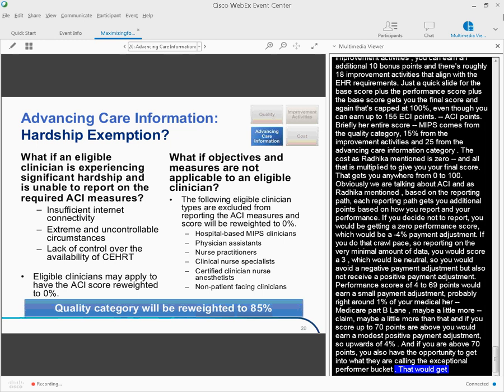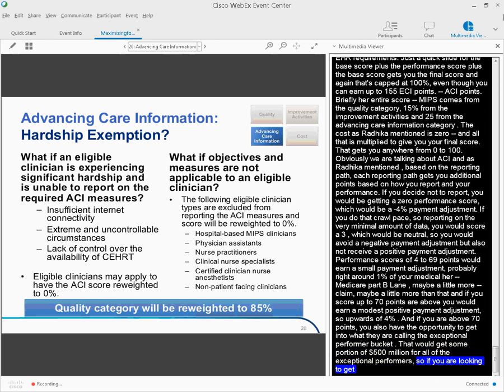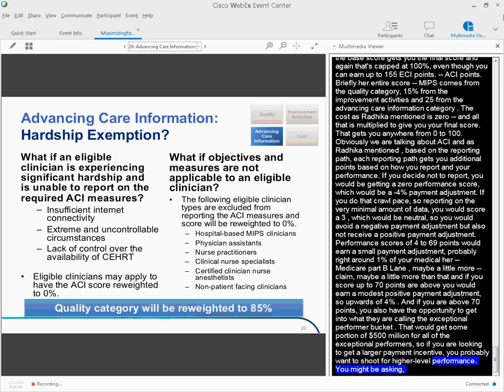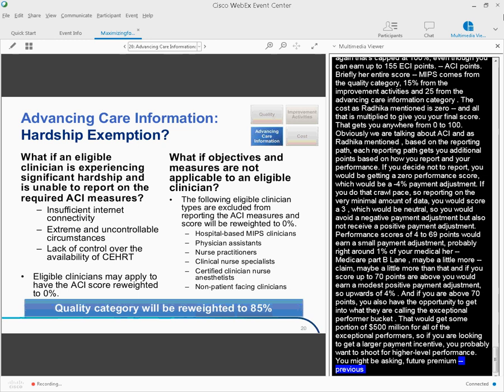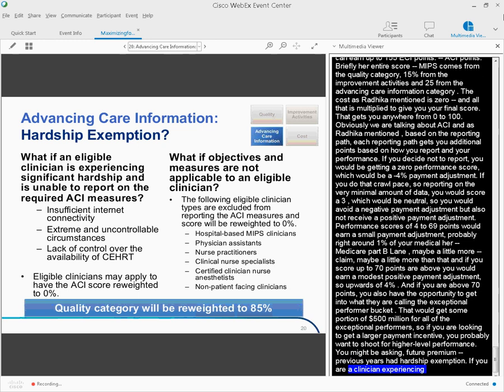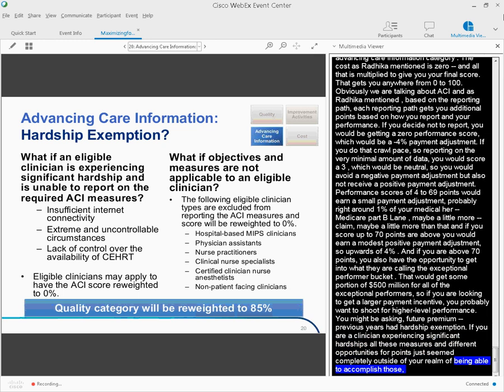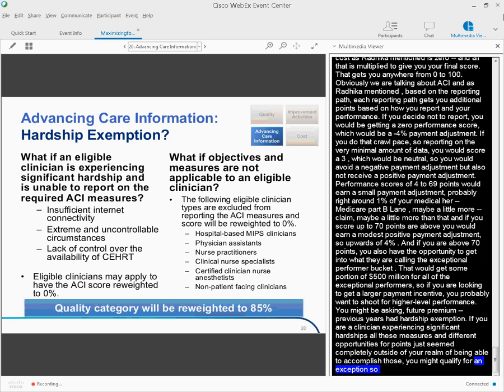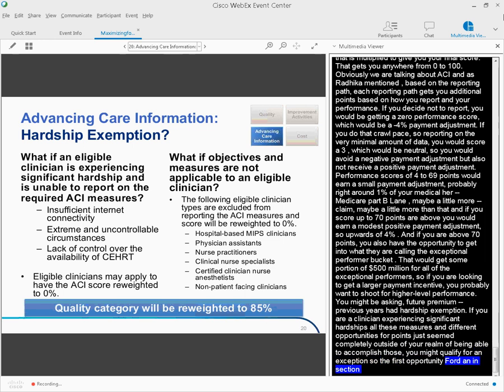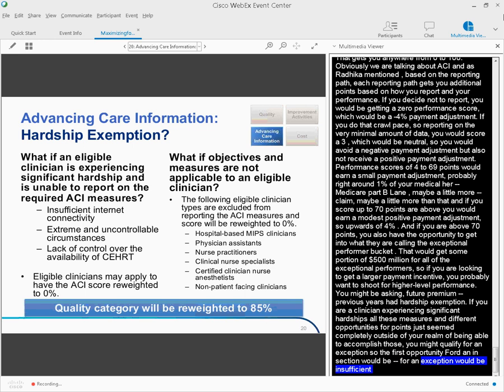You might be asking, previous years of meaningful use had hardship exceptions. If you're a clinician that's experiencing significant hardship, and so all of these measures and different opportunities for points just seem completely outside of your realm of being able to accomplish, you might qualify for an exception. So the first opportunity for an exception would be insufficient internet connectivity. Not a lot of places qualify for this, especially in New England where I'm located, just because we have internet pretty much everywhere. So most of our clinicians don't fall into that bucket.